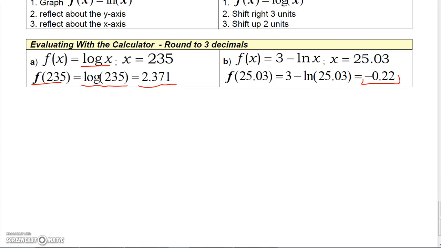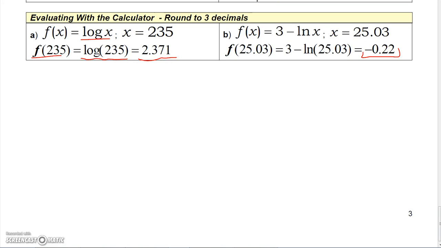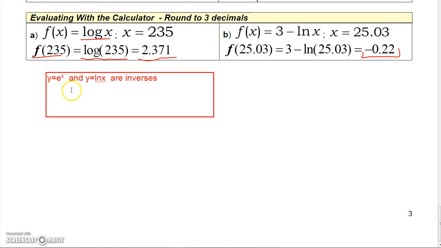So that's basically the concept of logs and exponential functions. And there's one thing while I'm here, I'll go ahead and say this. The log function base e and the exponential function base e are actually inverses of one another. So these two functions, y equals e to the x and y equals the natural log of x, are inverses of one another. And actually any exponential function that has a particular base will be the inverse of the corresponding log function that has the same base.